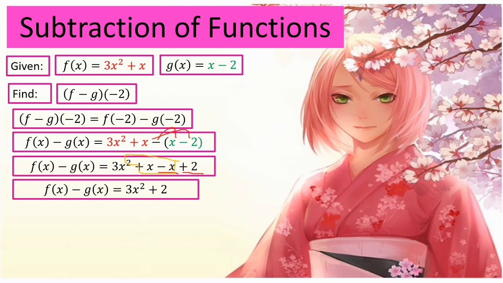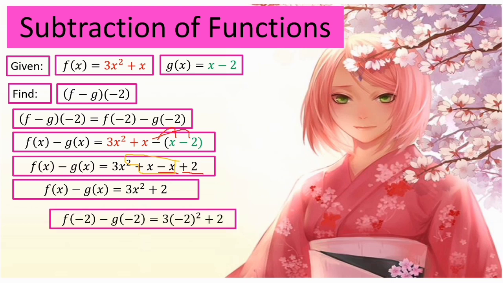So, nakuha na natin yung function. So, isa-substitute na natin yung value ng x natin. Ano yung value ng x natin? It's negative 2. So, kukunin lang natin yung function na 3x squared plus 2. Then, isa-substitute yung value ng x natin. That is negative 2. So, magiging 3 times negative 2 squared plus 2.